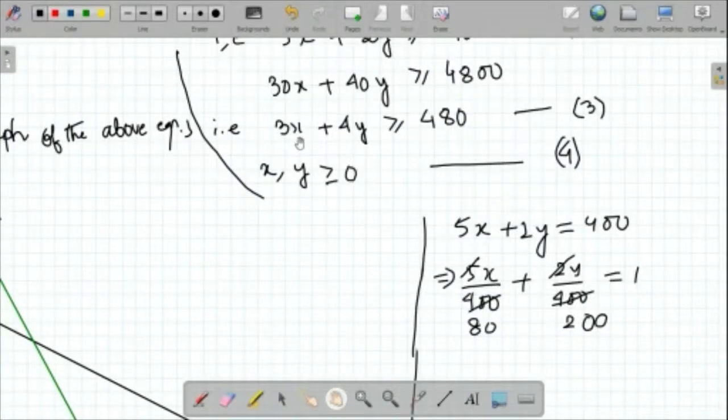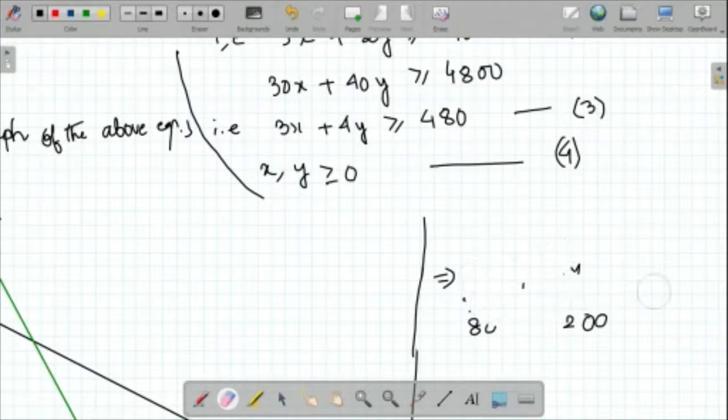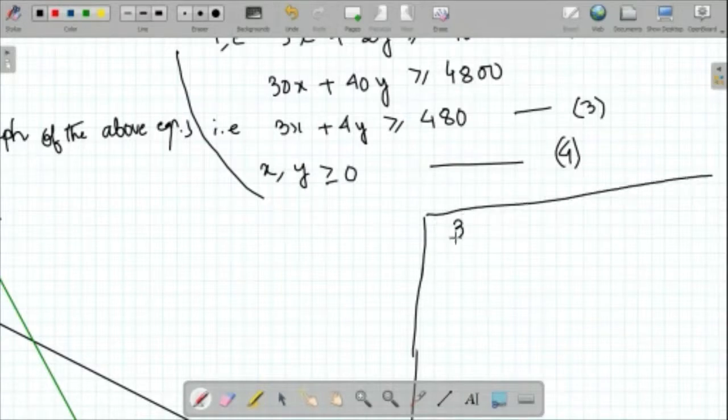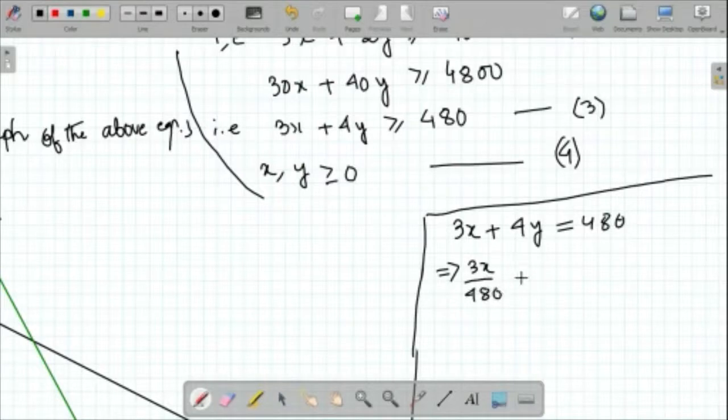Now let's move to the third equation. What is the third equation? 3x plus 4y greater than or equal to 480. So 3x plus 4y equals 480, right? To make the coefficient on the right side 1, we divide all sides by 480. So it will be 3x divided by 480 plus 4 times y divided by 480 equals 1.